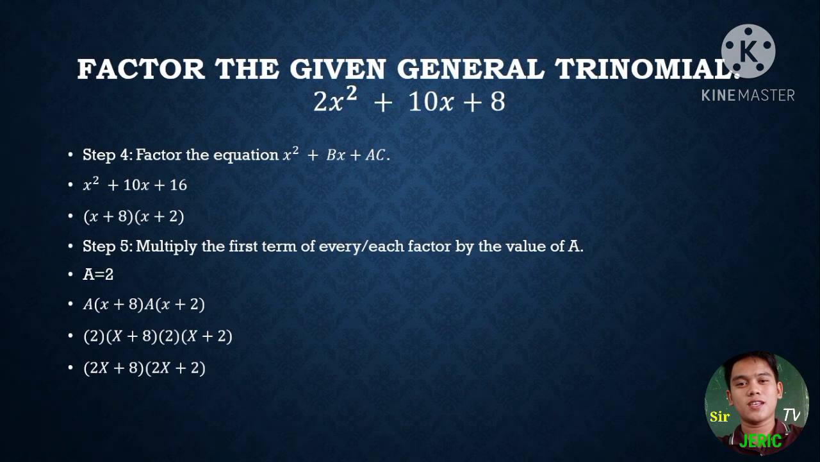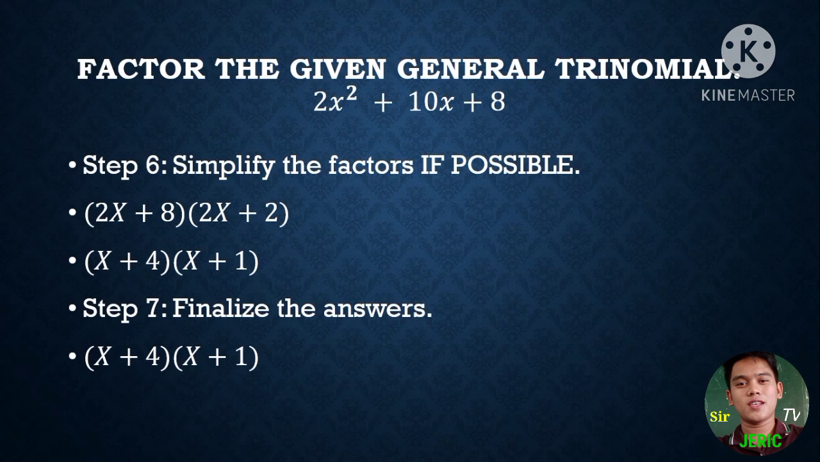The next step is to simplify the factors if possible. Since nakikita naman natin na possible i-factor or i-simplify rather yung ating mga factors, so ang unang factor natin ay 2x plus 8. Pwede natin i-simplify yan. I-divide natin by 2.